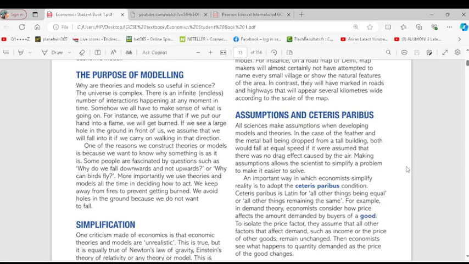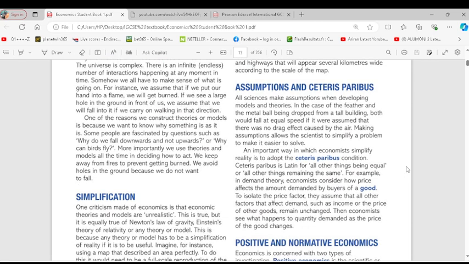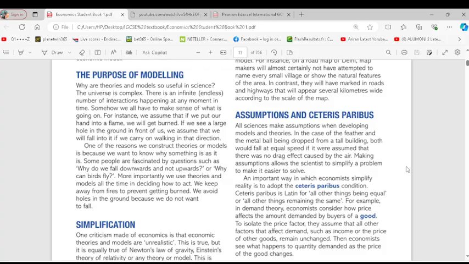One of the reasons we construct theories or models is because we want to know why something is as it is. Some people are fascinated by questions such as, why do we fall downwards and not upwards? Or why can birds fly? More importantly, we use theories and models all the time in deciding how to act. We keep away from fires to prevent getting burned. We avoid holes in the ground because we do not want to fall. So the purpose of models and theories is to understand why things happen, why things remain the way they are. That is why we want theories and models.